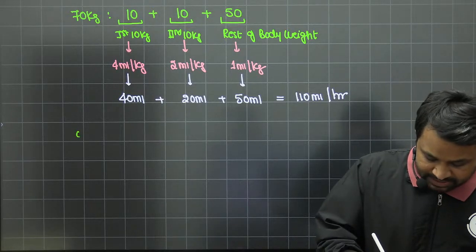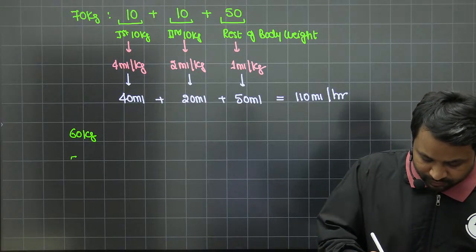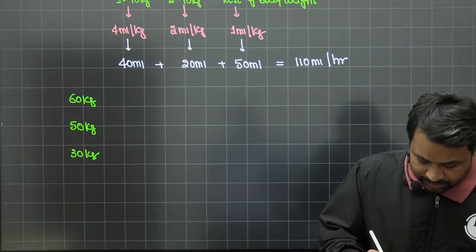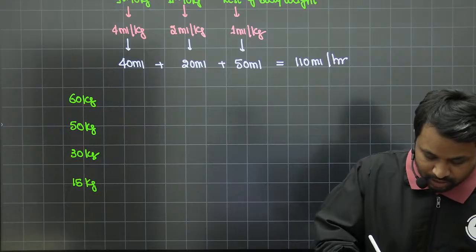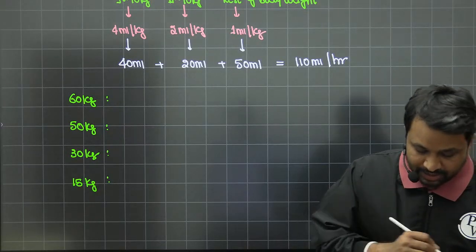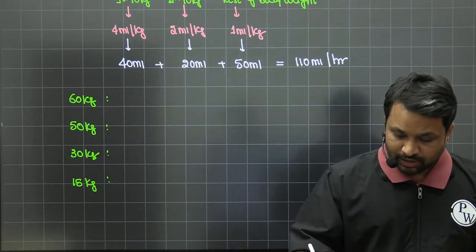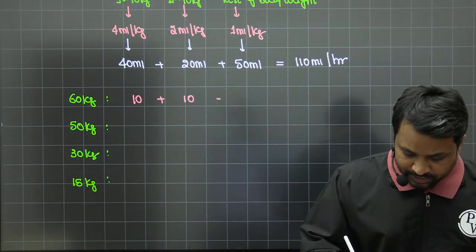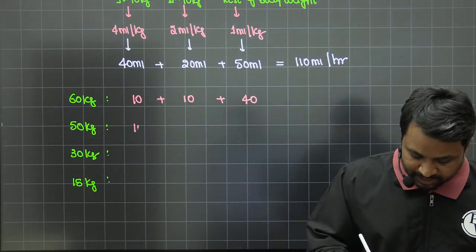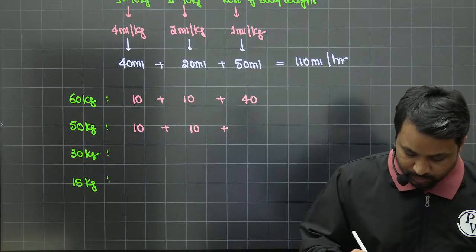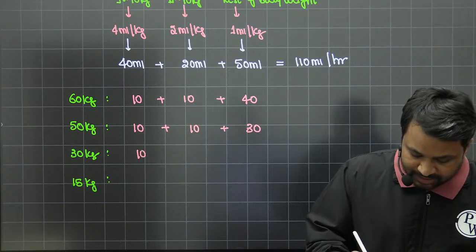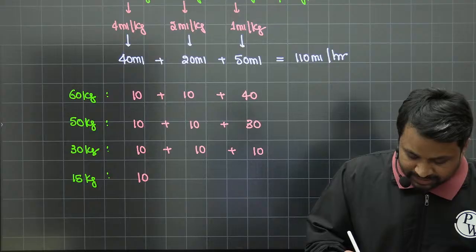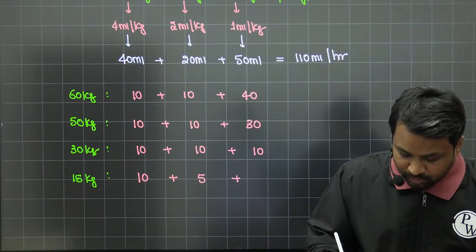If you have a 60 kilogram patient, what will be the maintenance fluid? If you have a 50 kilogram patient, what will be the maintenance? If you have a 30 kilogram patient, what will be the maintenance? And if it is a 15 kilogram patient, what will be your maintenance, right? Now in 60 kilograms, I can say the first 10 kilograms of the body weight, the second 10 kilograms of the body weight, the rest of the body weight will be 40. For 50, I'll write first 10 kilograms, the second 10 kilograms, rest of the body weight will be 30. 30 kilograms, first 10 kilograms, the second 10 kilograms, rest of the body weight is also 10. In the 15 kilograms, the first 10 kilograms, next I only have 5 kilograms, rest of the body weight will come out to be 0.